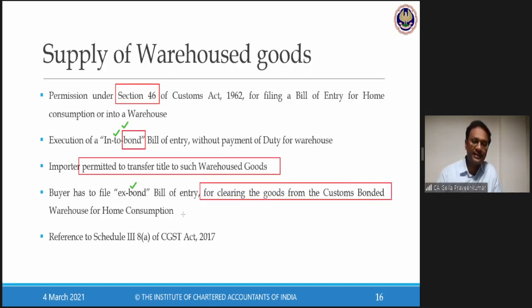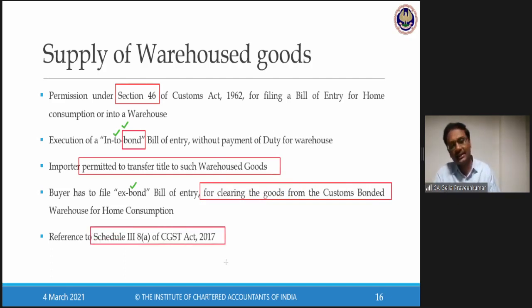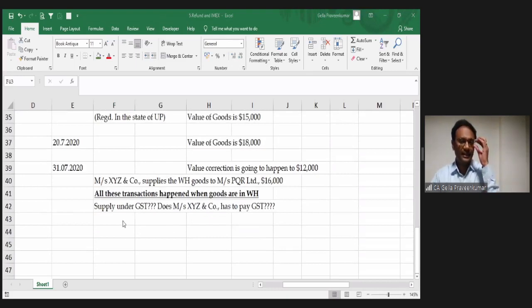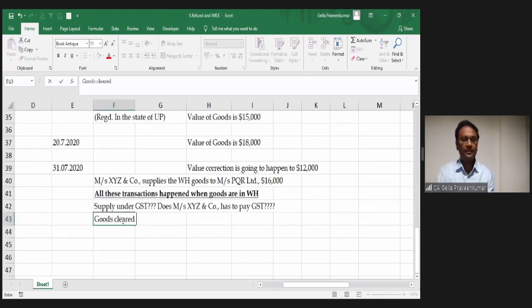Now, friends, when I do these transactions, there is a reference to Schedule 3 of my CGST Act. Schedule 3 says neither supply of goods nor supply of services. I repeat, it is neither supply of goods nor supply of services. That means to say, this entity, let me go back to my Excel file. Yes, hope you are able to see my Excel file. My law says that goods cleared in a customs warehouse shall not be a supply of goods or services. This is the crux.